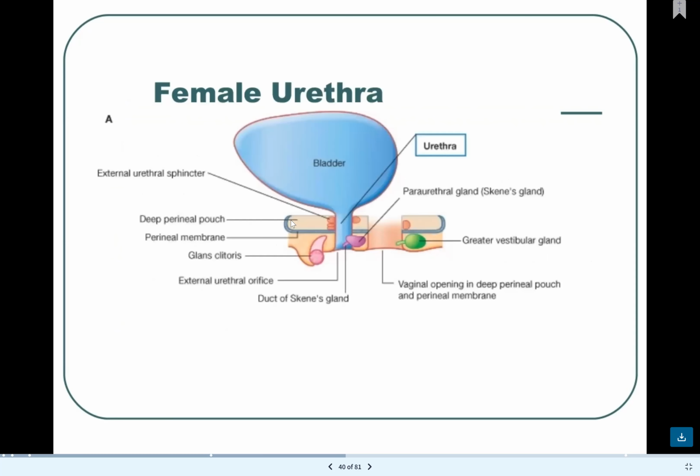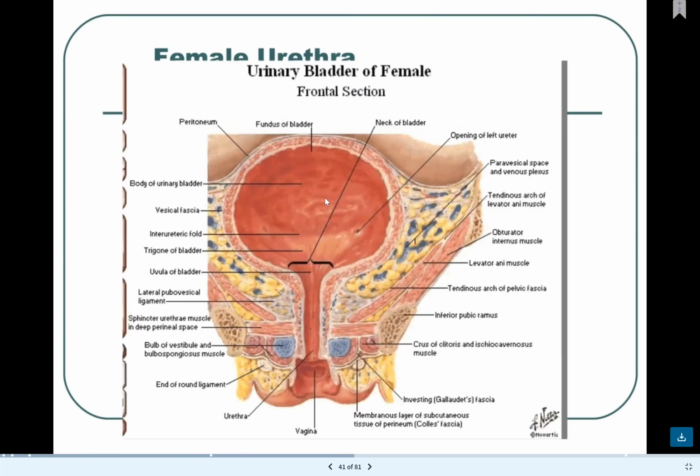So this is the female urethra. In front of the urethra, we have the external urethral sphincter. And within that, we see the deep perineal pouch. You can see the paraurethral gland, the glans clitoris, and then we have the external urethral orifice. So this is just to show a side view of the female urethra, the entire length of which is about 3 to 4 centimeters.